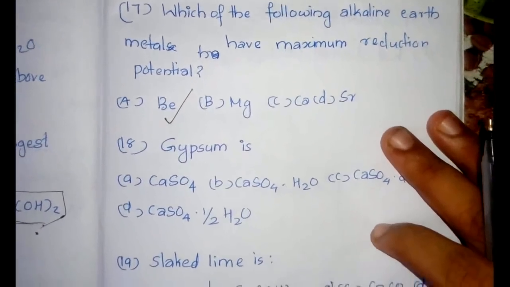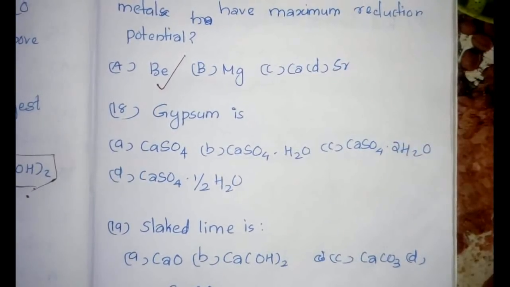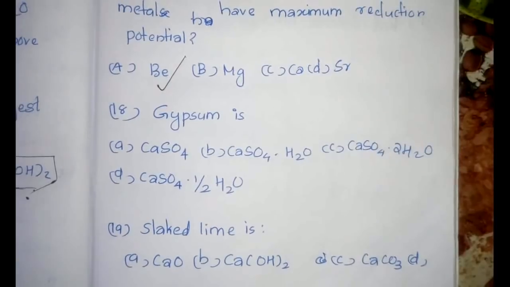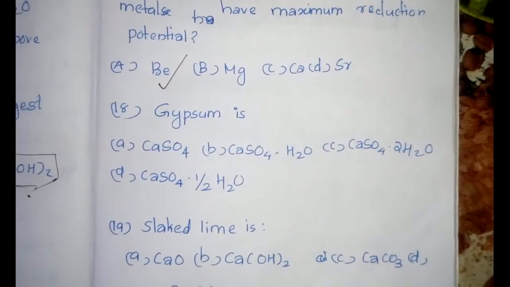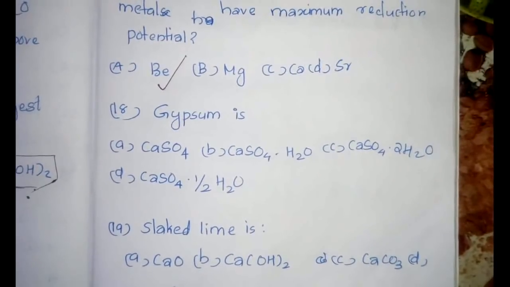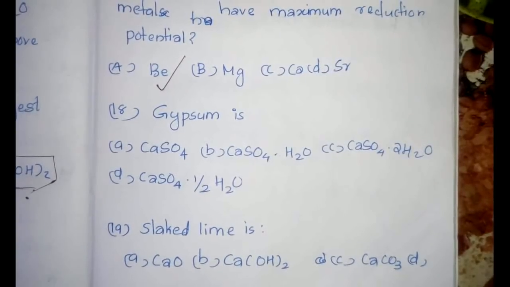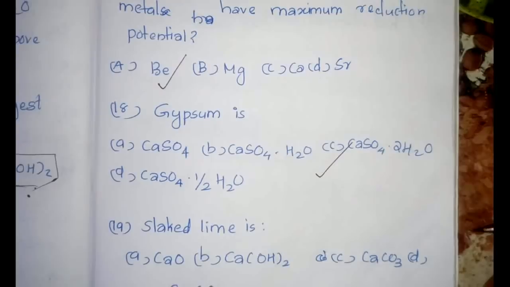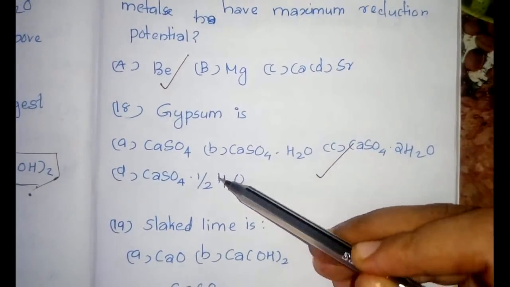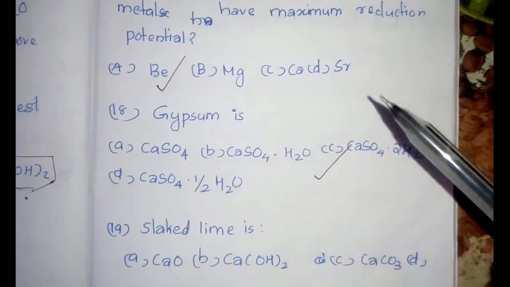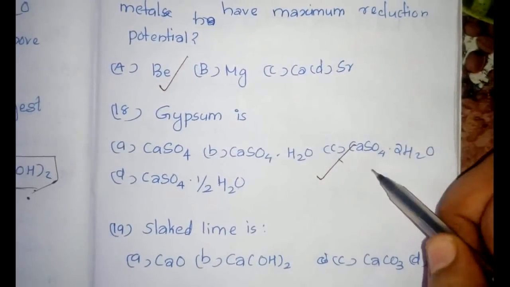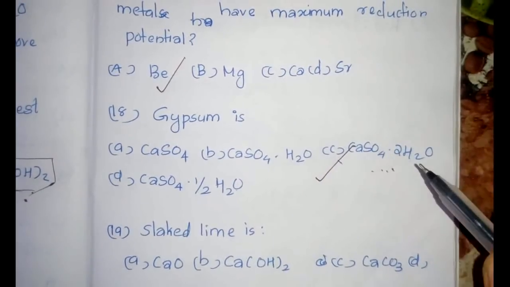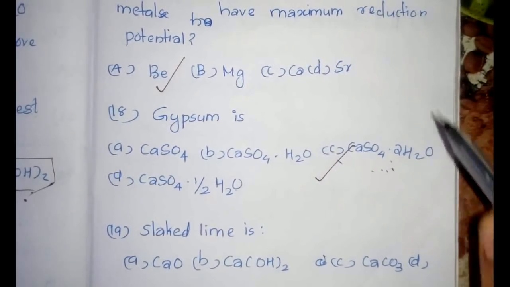The next question is a repeated question, but it is a very simple question, but don't confuse it with any other option. Gypsum is CaSO4.2H2O. When it loses water, it becomes plaster of Paris, that is CaSO4.½H2O. But gypsum is always CaSO4.2H2O. This question is extremely important.